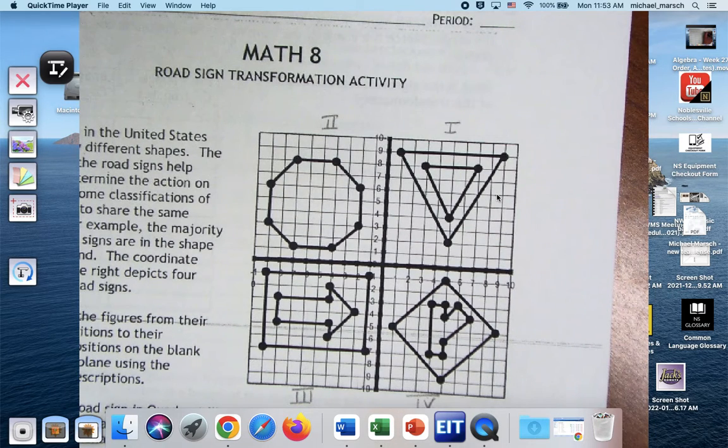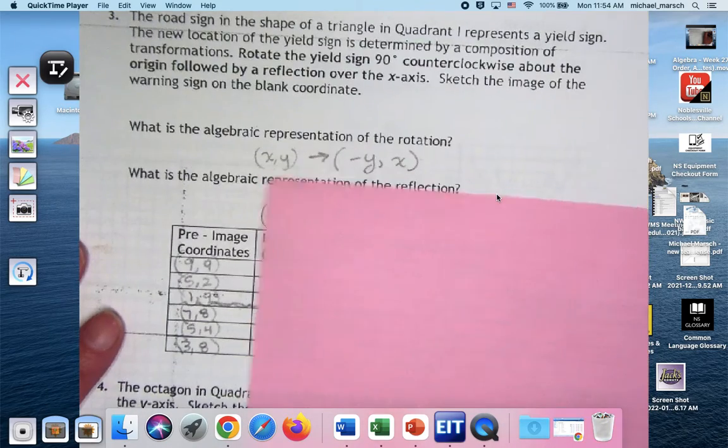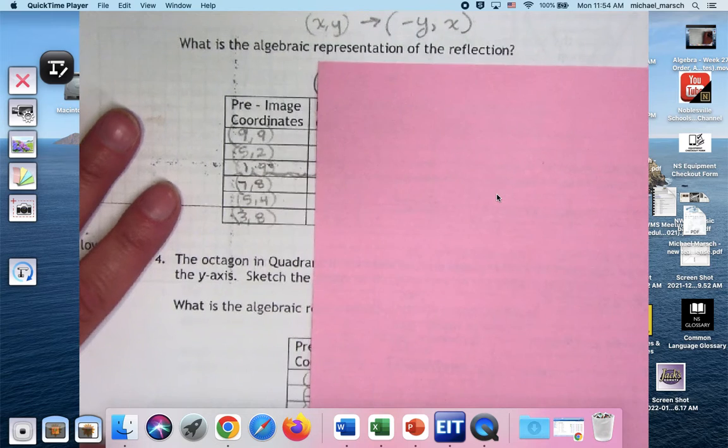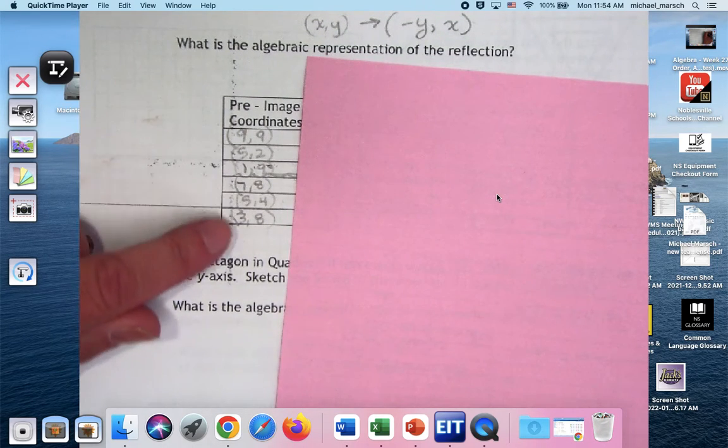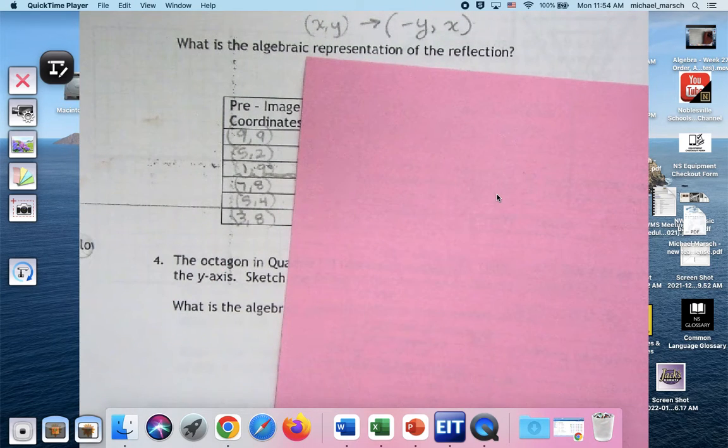Are we just doing that? Okay. Just do all of it or just the pre-image? Just do the pre-image. Do I take my iPad with me? No. Do we need to plot it? Nope, you're not plotting anything yet. So this is what you should have for your pre-image ordered pairs.